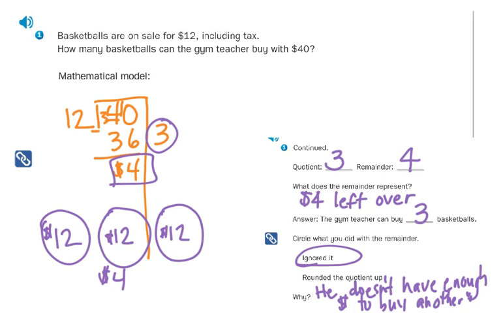So in this case, the remainder, we just pocket that money, or the teacher brings it back, I should say, to the school, or she bought them on her own. She could just take that money and spend it. But we just ignore that because there's not enough to buy another basketball.